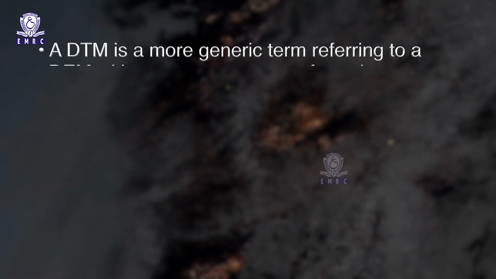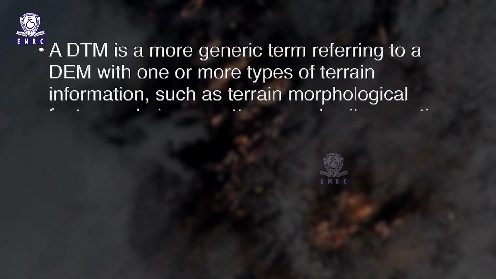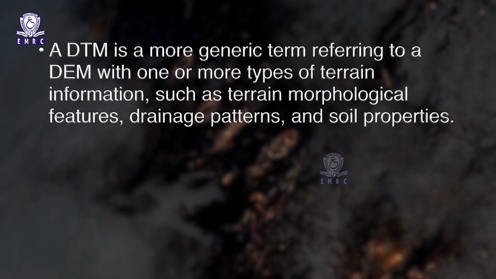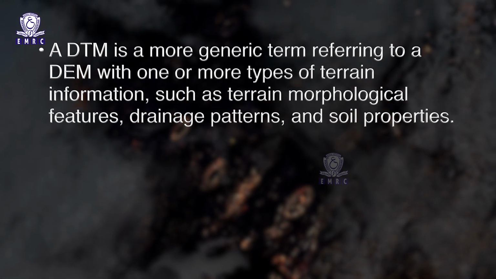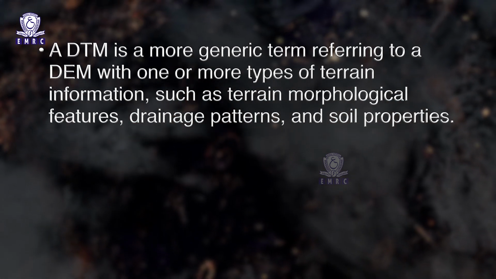A DTM is a more generic term referring to a DEM with one or more types of terrain information, such as the terrain morphological features, that is the drainage pattern, the soil properties, etc. When dealing with only one terrain information type, that is height, this is a DEM. Obviously, DEMs are a subset of digital terrain models, as given by Lee and Zhu.